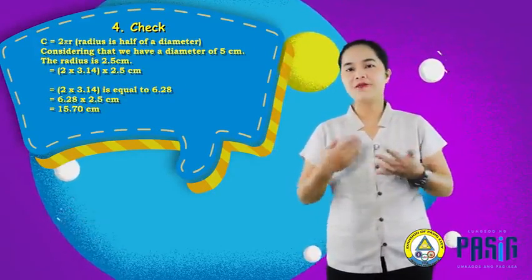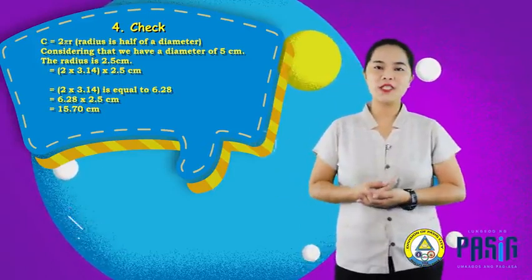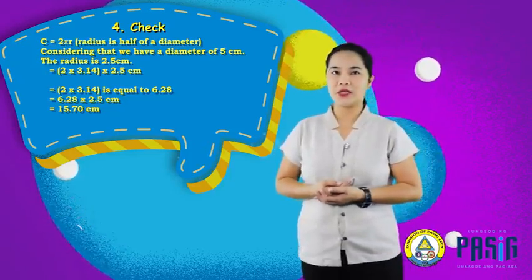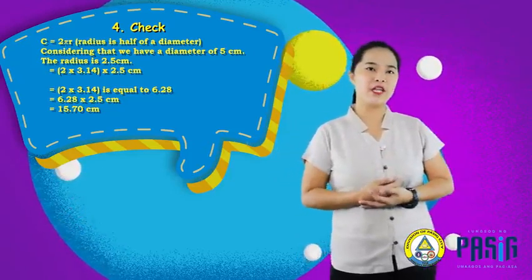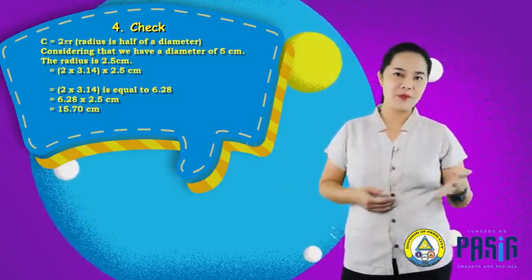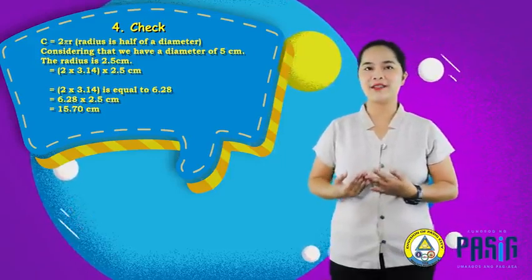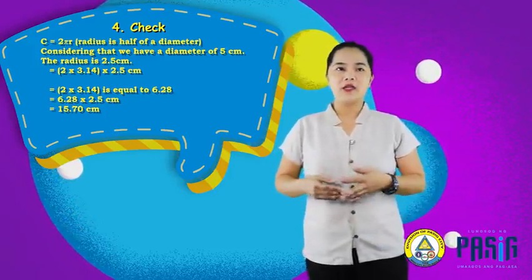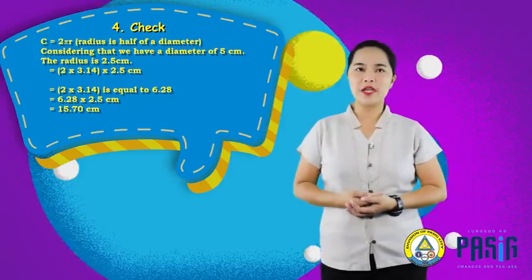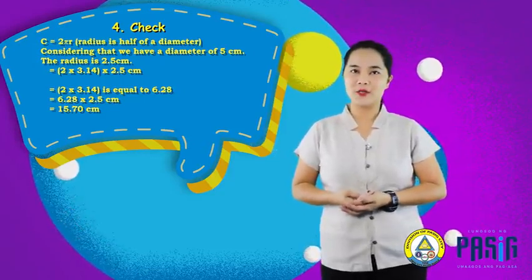To check if our answer is correct, let's use the other formula, which is circumference equals 2 pi times radius. Radius is a half of a diameter. Considering that we have a diameter of 5 cm, the radius now is 2 and 5/10 cm. So, the number sentence is 2 times 3 and 14/100 times 2 and 5/10 centimeters.